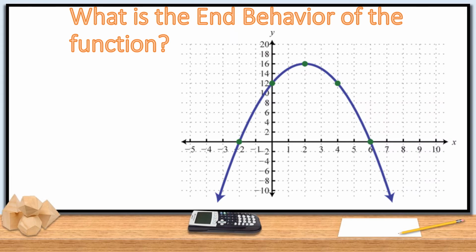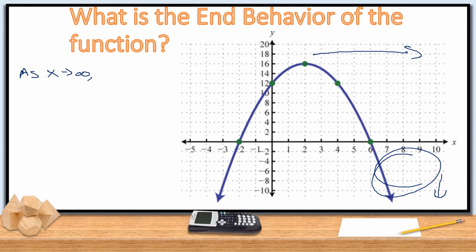All right, what about this one? End behavior. As x gets larger, the y value is getting smaller. So we would say as x goes towards infinity, and there's nothing here except for y, so y goes towards negative infinity. Other direction, as x goes towards negative infinity, y goes towards negative infinity as well. So as we go left, the y values are getting lower, so they're going towards negative infinity on both sides.